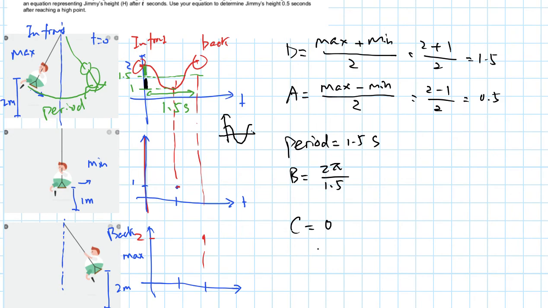So we have y equals 0.5, using cosine, of 2 pi over 1.5 times x, there's no C, plus 1.5. That's how you model this one. Be careful about the period, which is 1.5: it's swinging from the front, which is a maximum, to the back, which is also a maximum. From maximum to maximum gives you one period. So that's 1.5. Okay, thank you.